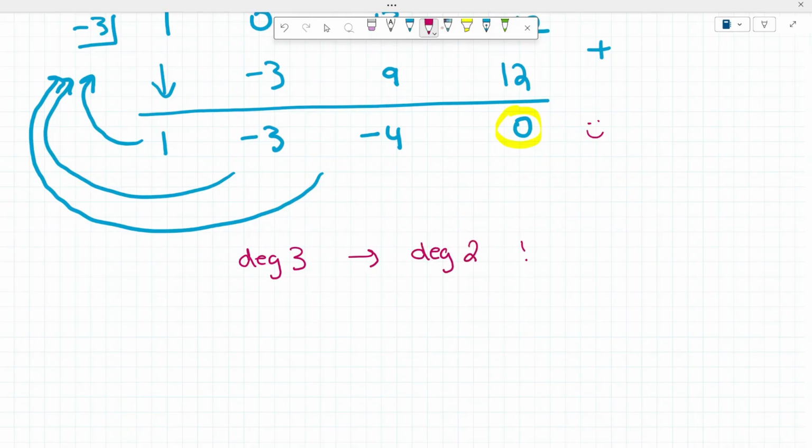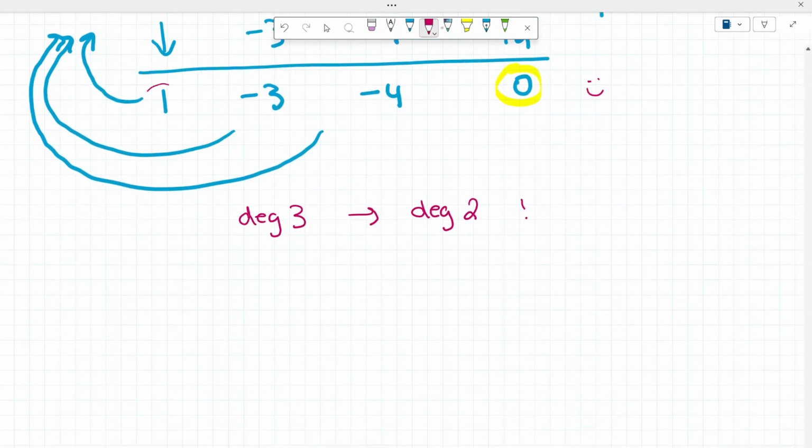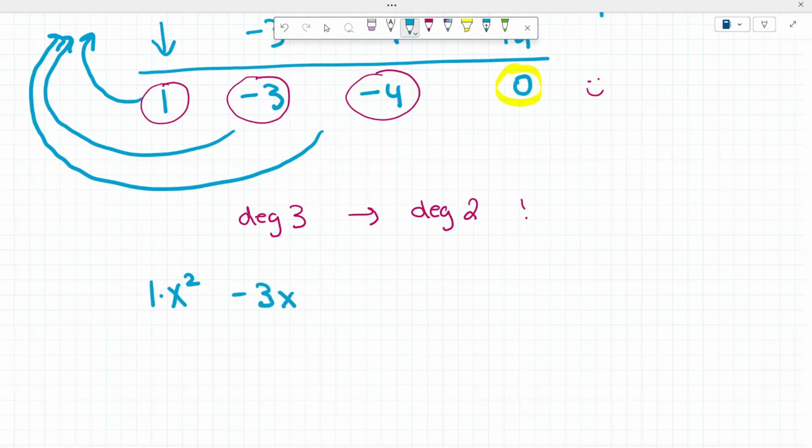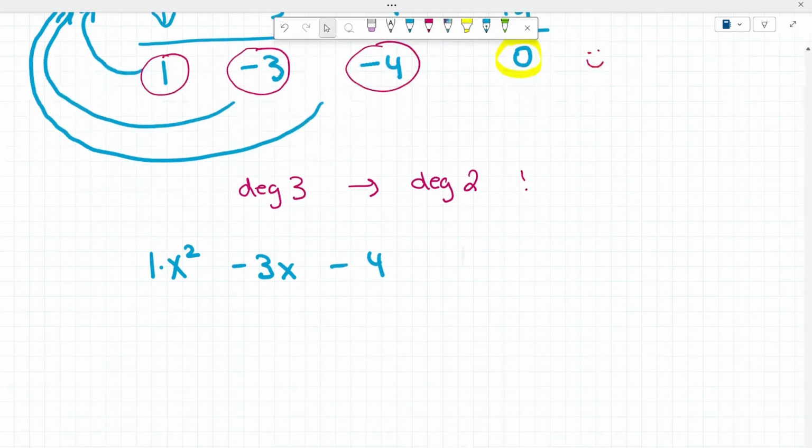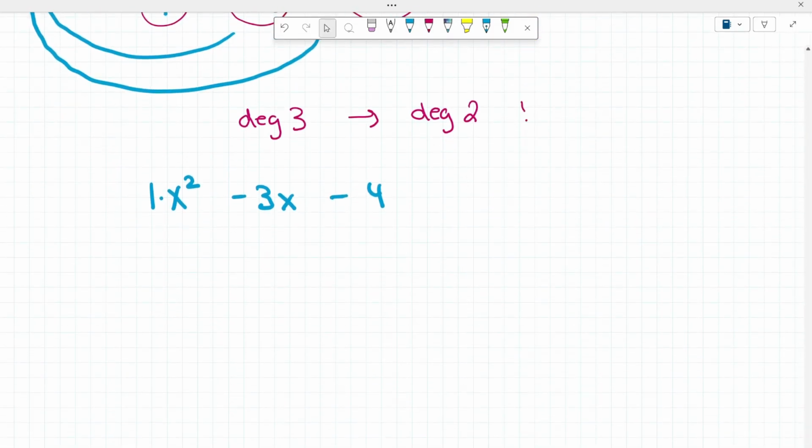So that means that we're going to have these coefficients over here, this 1, negative 3, and 4, are going to be our coefficients of a quadratic equation. Therefore, we have x squared, or 1 times x squared, minus 3x minus 4. And we can just use our product sum rule.